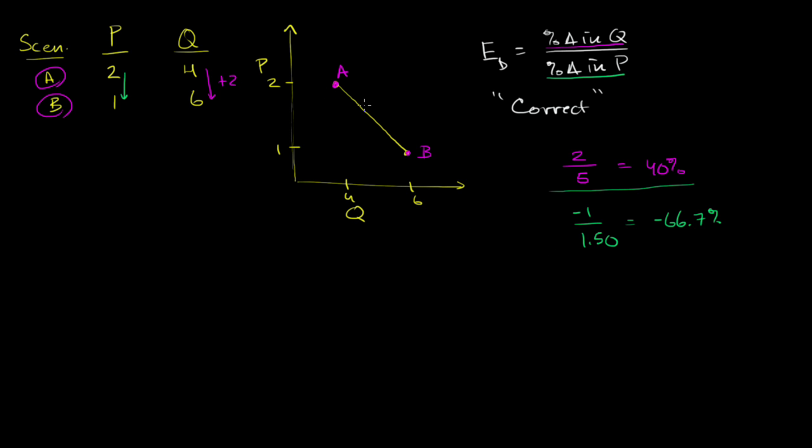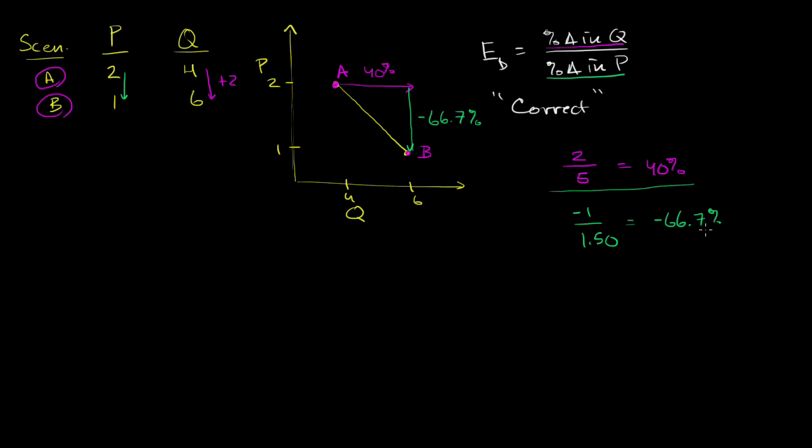So based on how we calculated percentages, and I want to make it clear, this is kind of a strange way when we do it over the midpoint of the starting and ending points. But we're saying that our percent change from A to B in quantity is 40%. And then we are saying that this percent change in price is negative 66.7%.